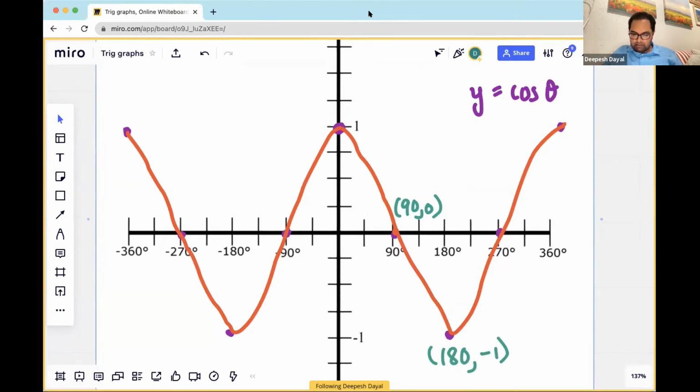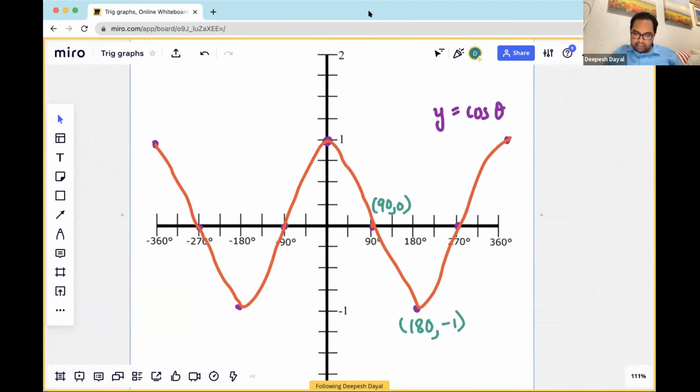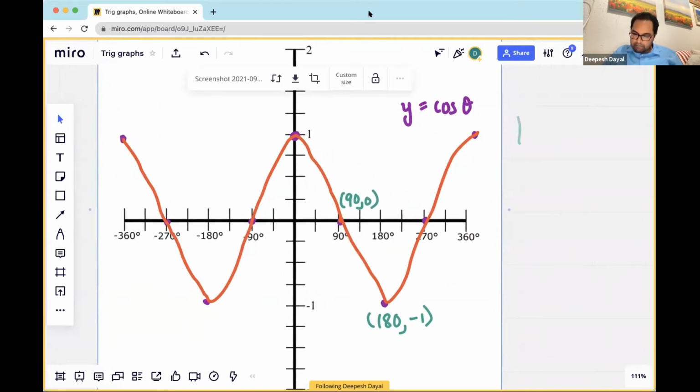Let's write some information regarding this cos graph here. What is the period of a cos graph, everybody? How many degrees does it take to complete a full cos graph? Okay. At 360 degrees. That is indeed correct. So it's 360 degrees to complete a full cos graph, right?